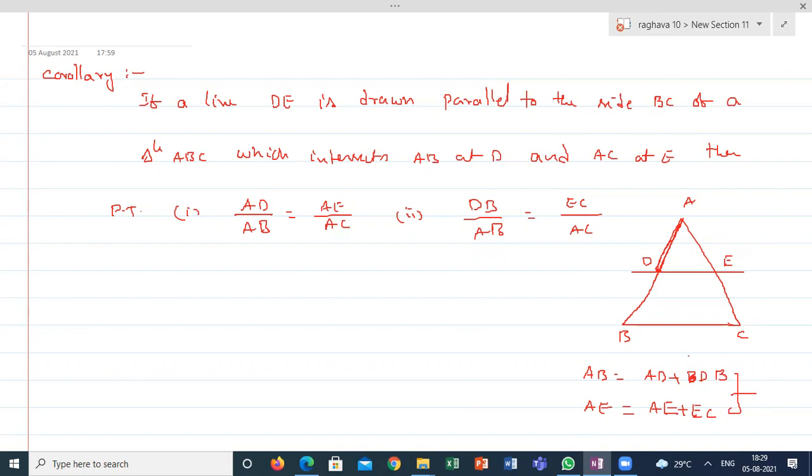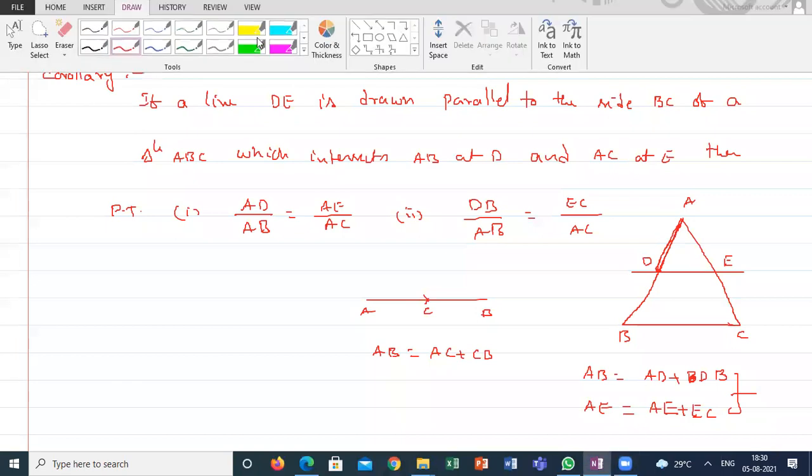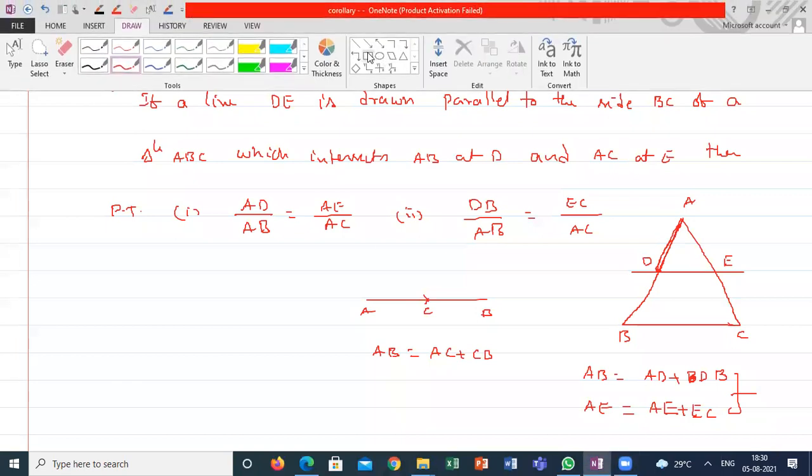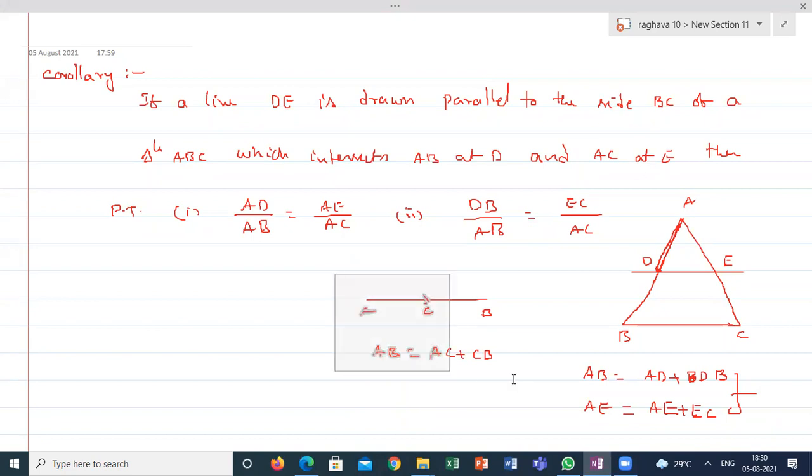Sir, can you repeat once more? AB can be written as AD plus DB. Suppose this is a line. AB is a line. If it is splitting at C, I can write total length of AB is equal to sum of AC plus CB only. Yeah. So I am applying this general logic here because D is a point which is dividing the line into two parts. So the sum of the two parts is total length, correct?